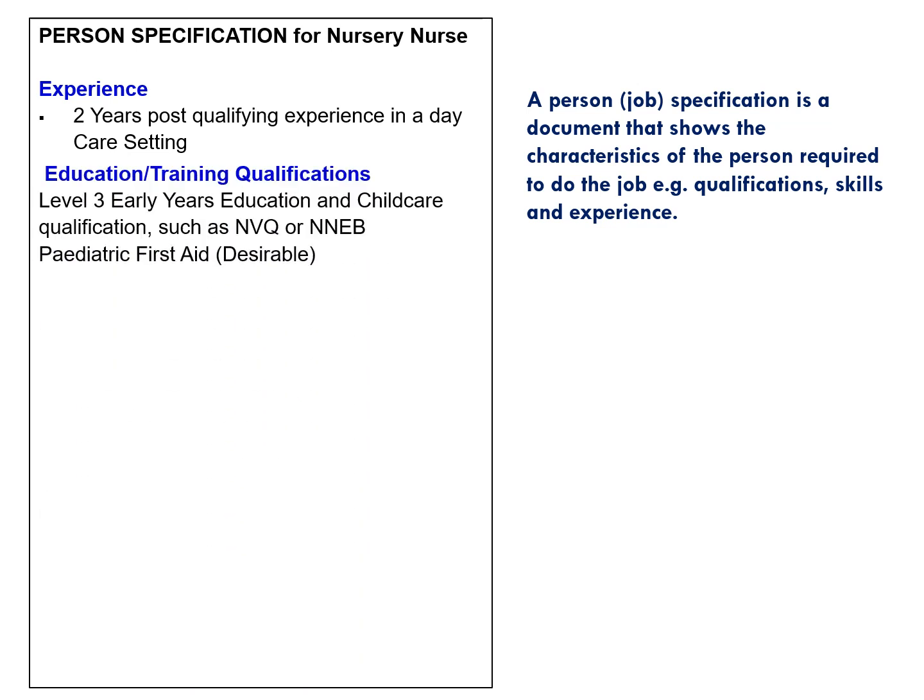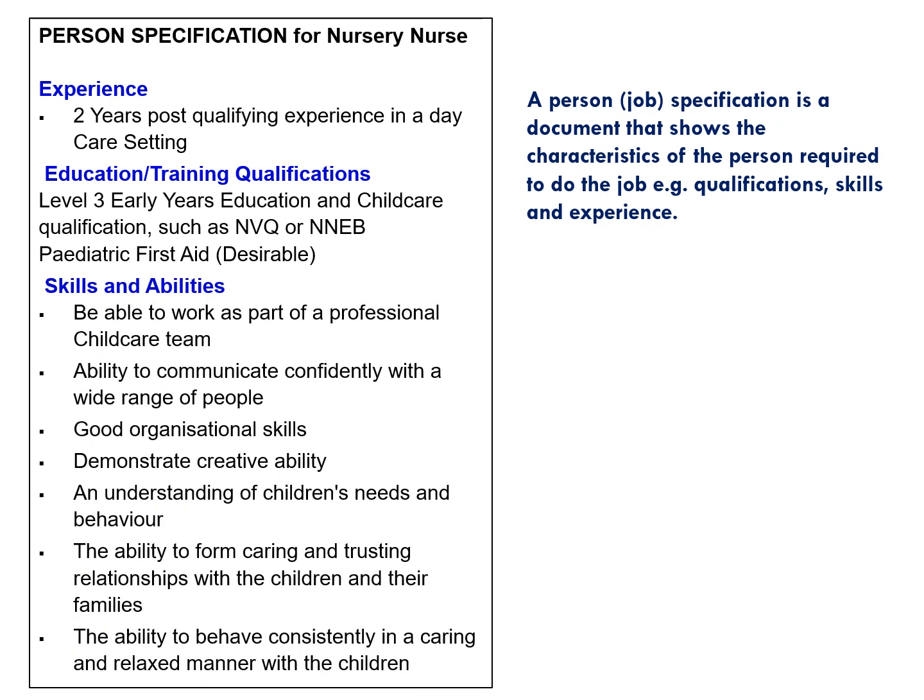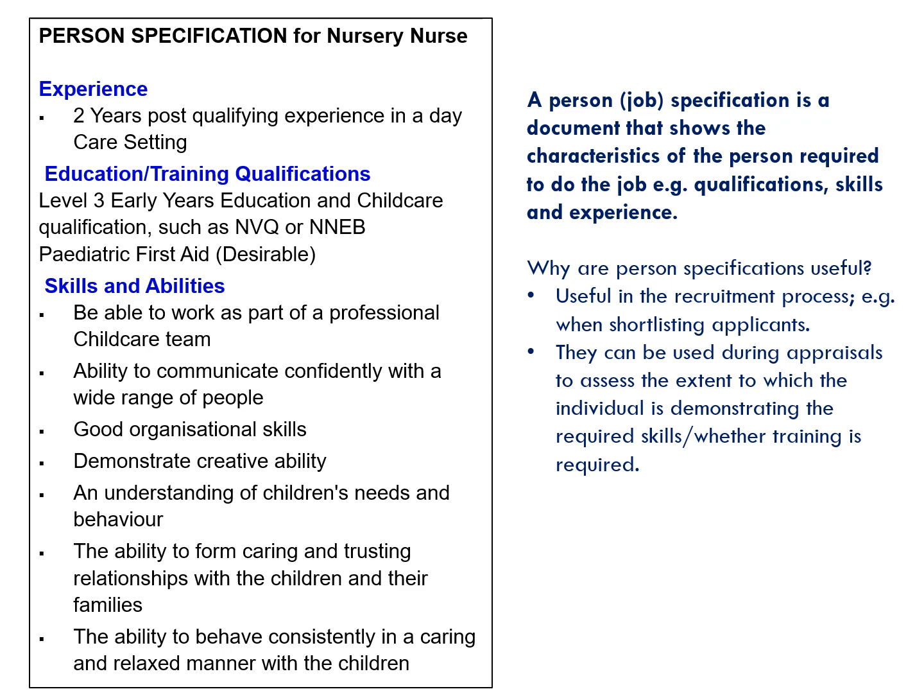Educational training, so maybe some sort of qualification in early years children and childcare. Their skills and abilities: they need to be able to work as part of a team, communicate with a range of people, be organised, be caring, and so on. So if we have a job description describing the nature of the job and the tasks, a person specification describes the kind of qualifications, skills and experience that we're looking for in applicants. Why are these useful? Well, they can be useful when we're shortlisting applicants to decide who we think is most appropriate. And again, we can use them during appraisals after the appointment to assess whether they're demonstrating the required skills.